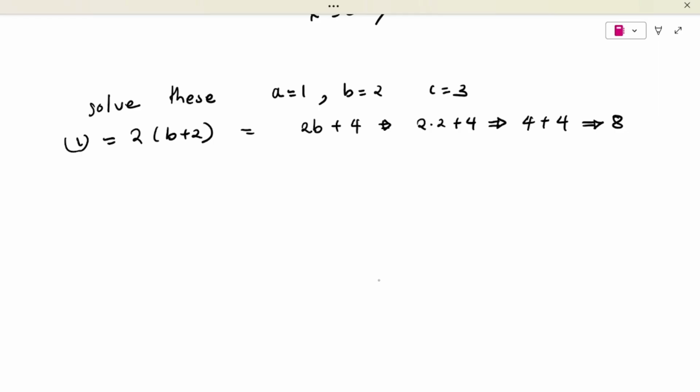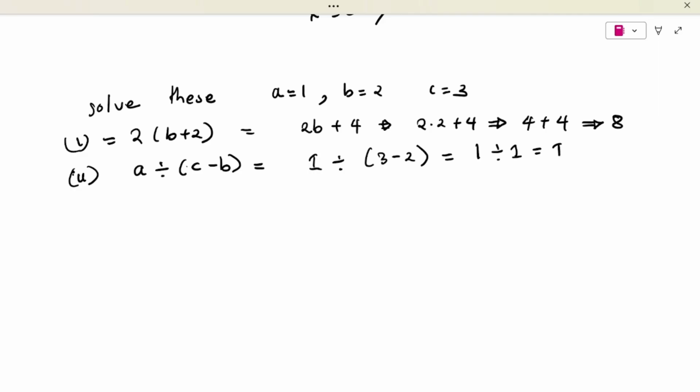And the next question is going to be A divided by C minus B, which is A is 1 divided by C minus B, which is 3 minus 2, which is 1 divided by 3 minus 2 is 1. So the answer is 1. 1 divided by 1 is 1.